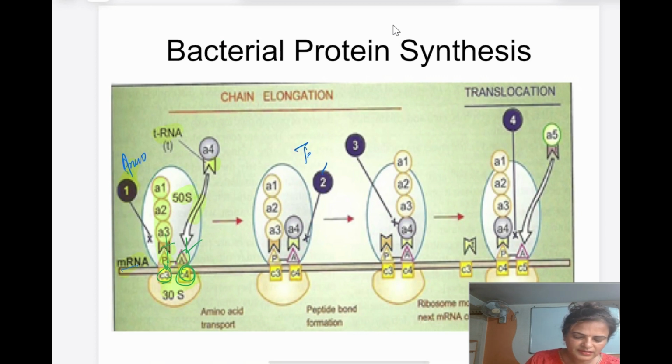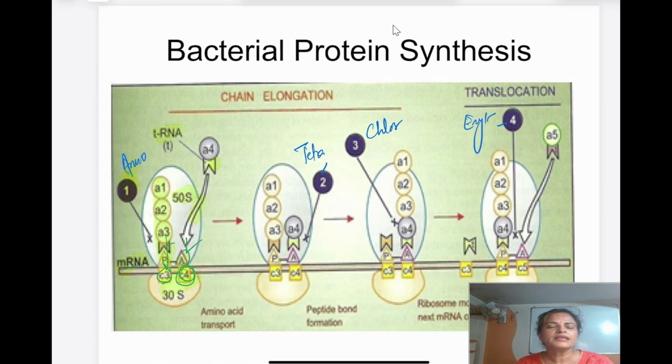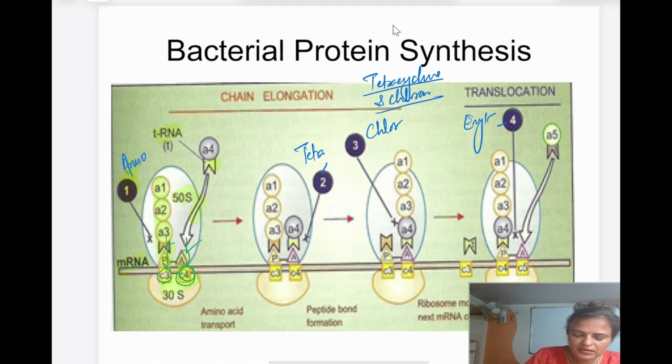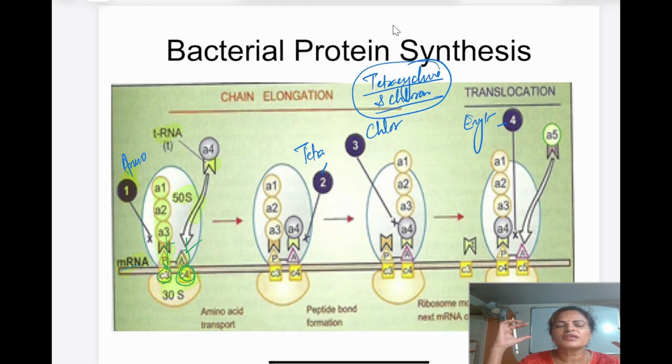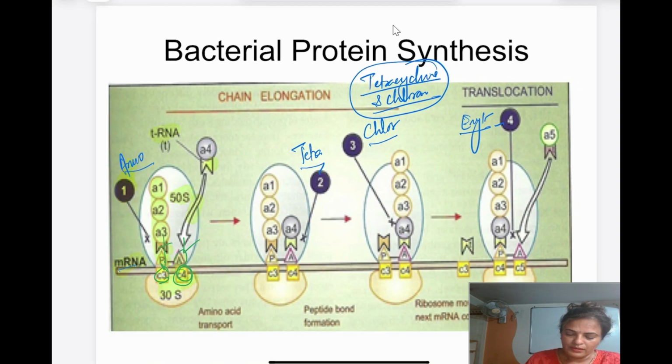The second one is tetracycline. C is chloramphenicol, and leaving out D, E is erythromycin. You will be seeing this in the book, and below that, this figure is given in the chapter on tetracycline. You can see this figure of tetracycline and chloramphenicol, and in the notes below the figure you will see exactly which antimicrobial agent inhibits which step.